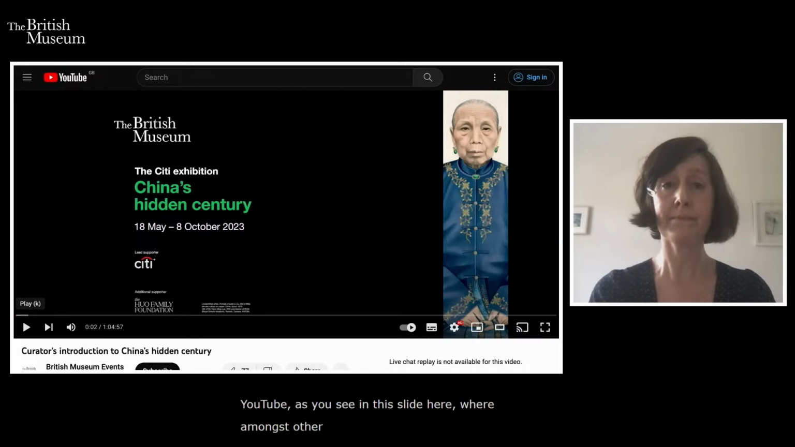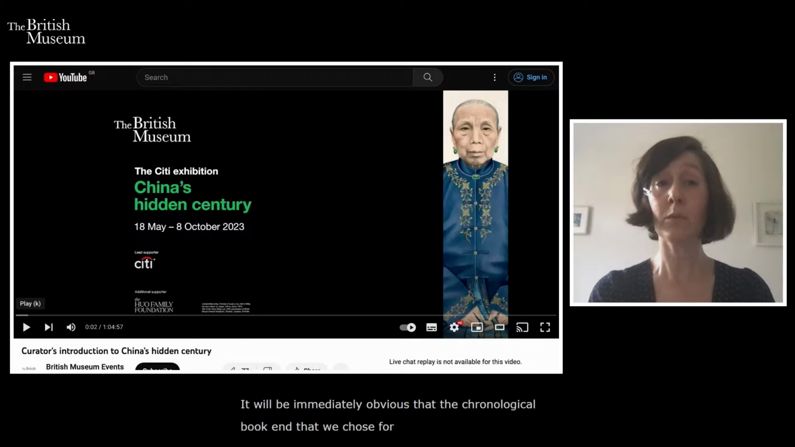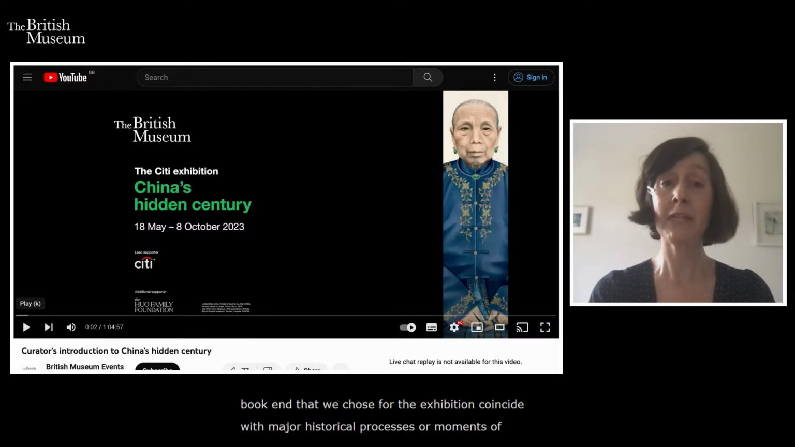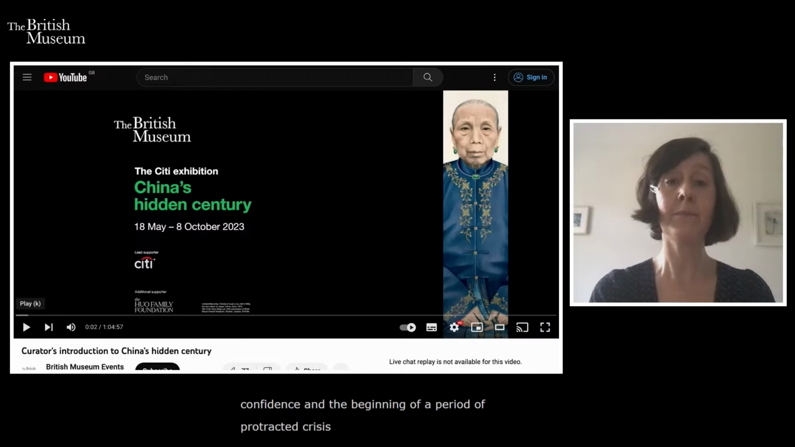Now, it'll be immediately obvious, though, that the chronological bookends that we chose for the exhibition coincide with major historical processes or moments of change. 1796 and the abdication of the Qianlong Emperor are seen as the end of what some call the High Qing, so a period of huge political and cultural self-confidence. They're also seen as the beginning of a period of protracted crisis and transformation. So in 1912, the last emperor, Puyi, stepped down, bringing some 2,000 years of dynastic rule to an end.